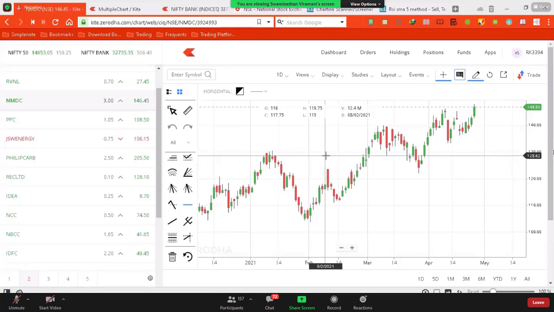3,000 rupees profit for a 10,000 rupee capital is not a bad deal, even in today's scenario.